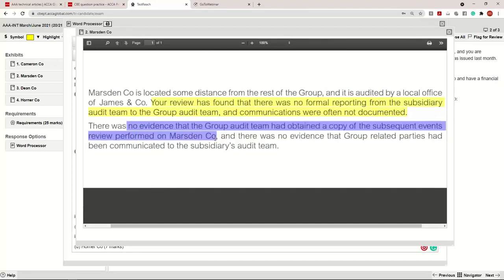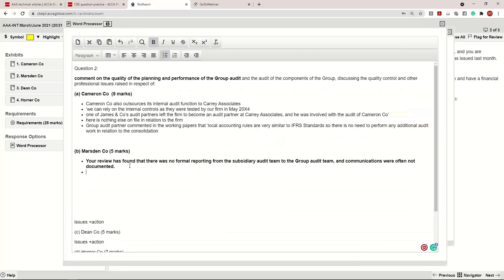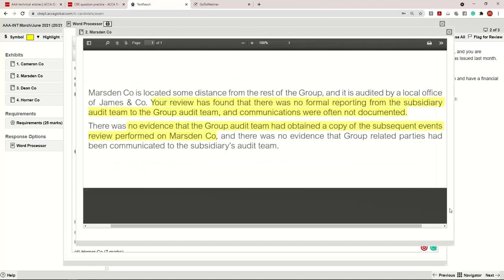Do you understand subsequent event review is so important for every component or every subsidiary of the group? Can the subsequent events impact the group audit? Can the subsequent event impact the consolidated financial statements? So there is no evidence that the group audit team has obtained a copy of the subsequent event review performed by Marston Company. Control C, that's the second issue. And you go back and paste it in your word processor as the second problem, Control V. See how easy computer-based exams are. You can copy paste and then develop your point.